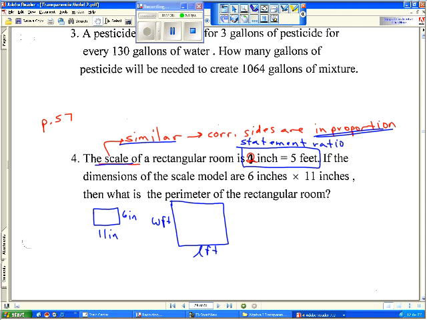Now, I didn't really know that yet, but I'm just drawing a picture. We know the dimensions of the model. We don't know the dimensions of the real thing, right? So we're going to keep reading. It says the scale of a rectangular room is 2 inches equal 5 feet, and all that stuff went through our head. If the dimensions of the scale model is 6 inches by 11 inches, we drew a picture. Then what is the perimeter of the rectangular room?